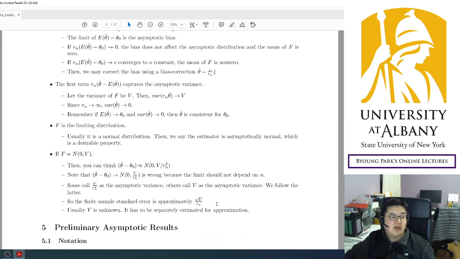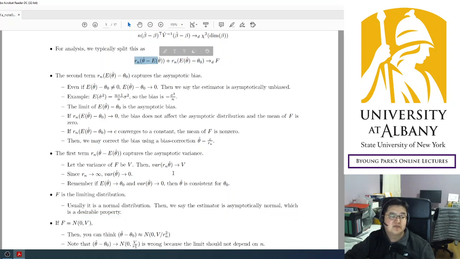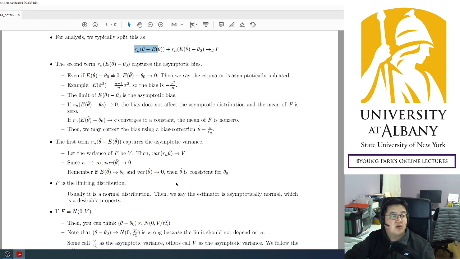And going back, the first term is about the variance. The second term was about the bias, and the first one was about the variance. So the first term is about the variance. This is the asymptotic variance, and it converges to it.